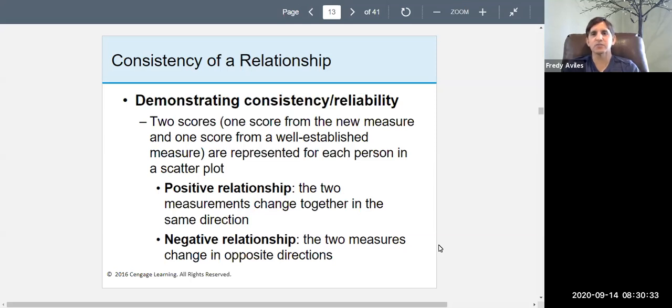So reliability is when two scores are presented, let's say one score from a new measure and one score from a well-established measure. Well, here's the thing: you have to have two scores when you want to determine reliability or consistency. You have to take two scores for each person. So you measure somebody's height once, and then you measure their height a second time, and you want to see to what extent those scores are consistent. So two scores: one from the measurement you've taken most recently, and another from one you took, let's say, last week.